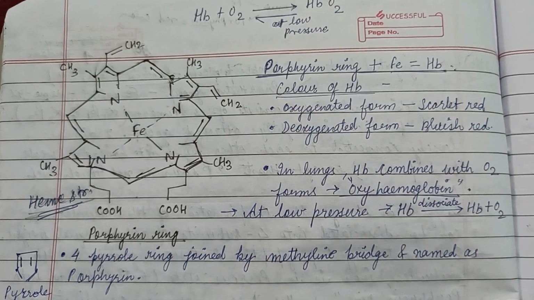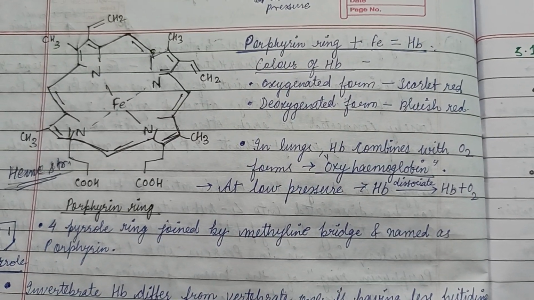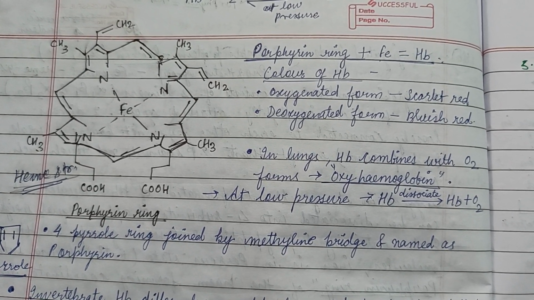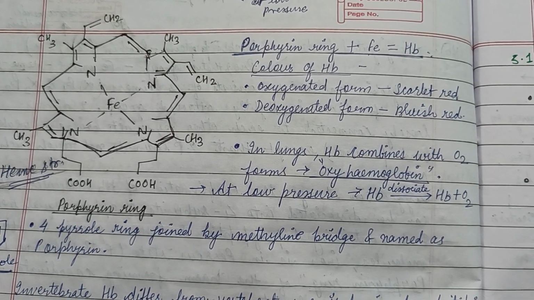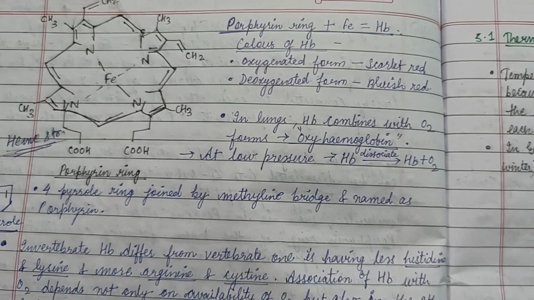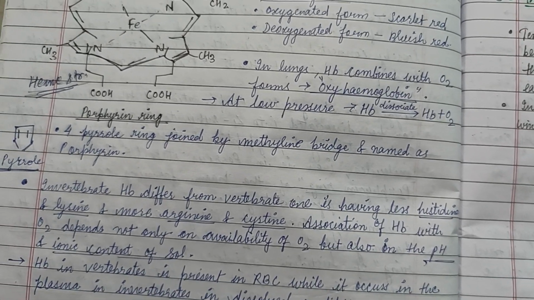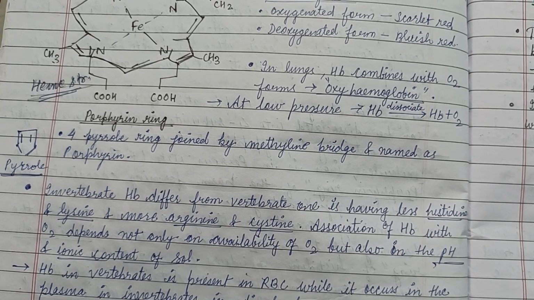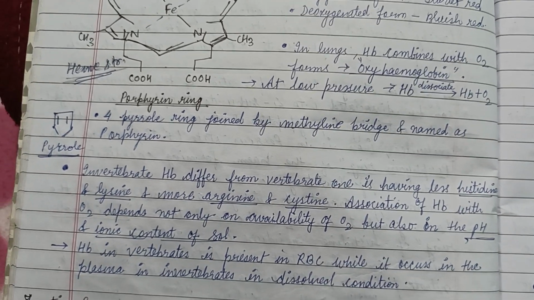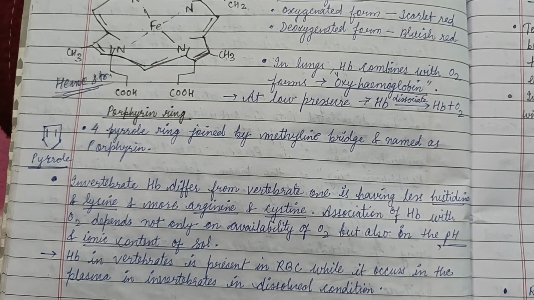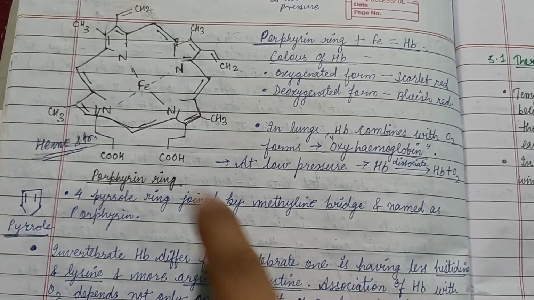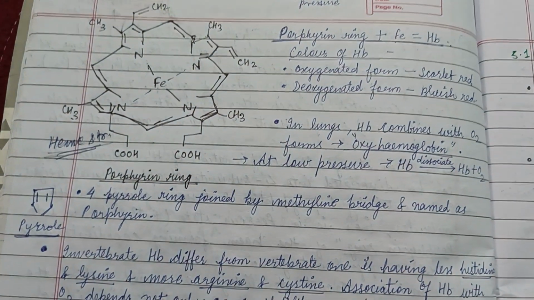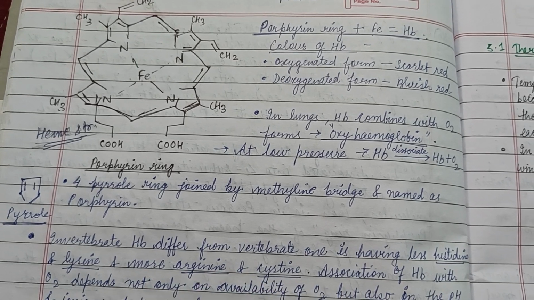The porphyrin ring plus Fe, that is iron, together form hemoglobin. The color of hemoglobin: oxygenated is scarlet red, deoxygenated is bluish red. In the lungs, Hb combines with oxygen to form oxyhemoglobin. At low pressure, Hb dissociates into Hb plus O2. Four pyrrole rings joined by methylene bridges are named porphyrin, that is four pyrrole rings connected by methylene bridges, and in the center Fe is present to form a porphyrin ring.